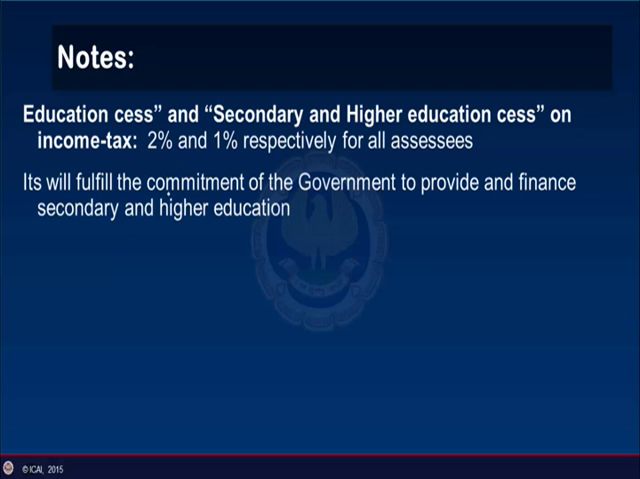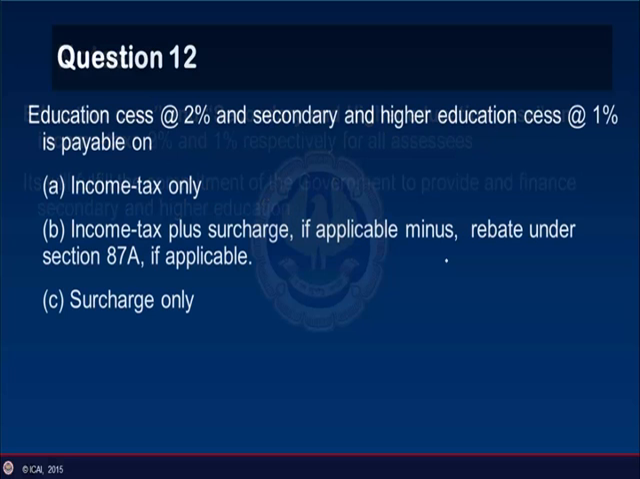Education cess and secondary and higher education cess are 2% and 1% respectively for all assessees. It is there majorly to fulfill the commitment of the government to provide and finance secondary and higher education. Question number 12. Education cess at 2% and secondary and higher education cess at 1% is payable on income tax only, income tax plus surcharge, if applicable, minus rebate under section 87A, if applicable, or only on surcharge. So the answer is B. Income tax plus surcharge, or less rebate.